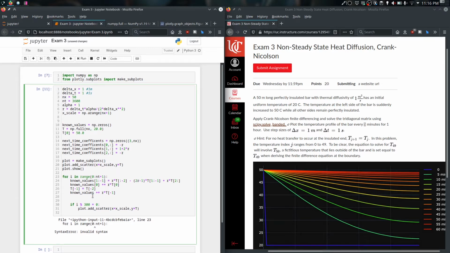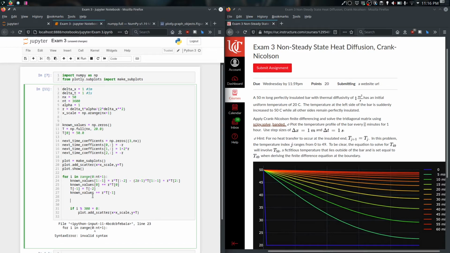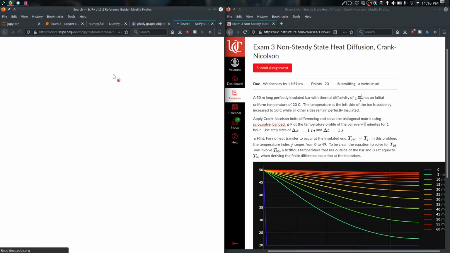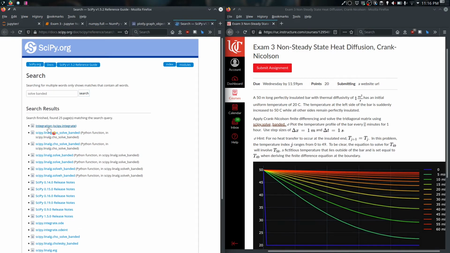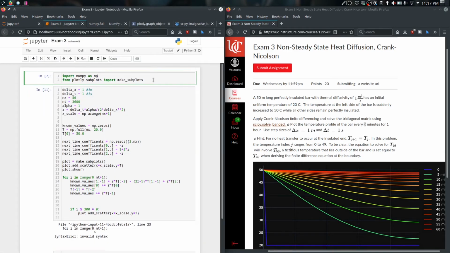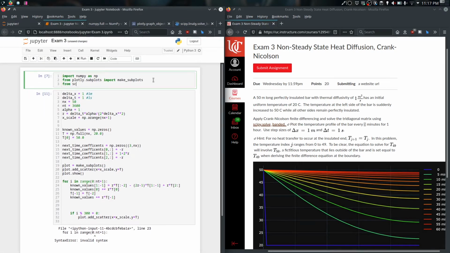So we're going to use that special banded solver. Let's go look at the documentation for that. Sorry, solve_banded. Check packages. I think it's in linalg. Here it is, just a basic one. That's fine. From scipy.linalg import solve_banded.